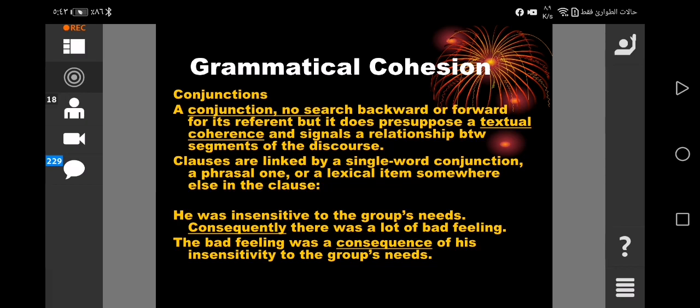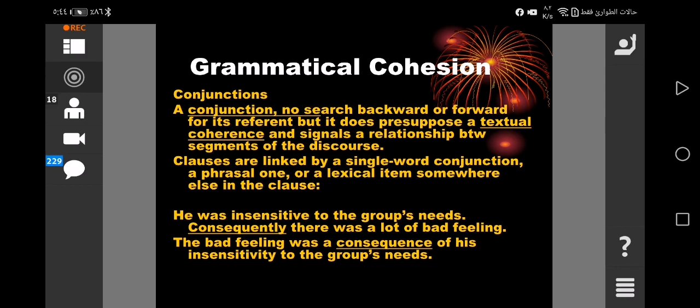Clauses are linked by a single word conjunction. We connect two sentences to one another by a conjunction. Sometimes we connect two phrases. Sometimes we connect two lexical items by a conjunction.